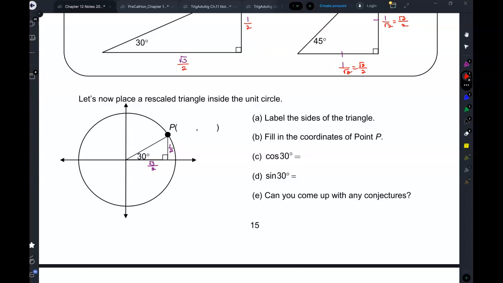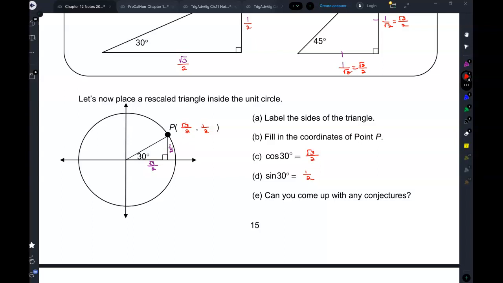Well, I have to go over a space of root 3 over 2 and up a length of half. So what are the coordinates there? Root 3 over 2 and a half. So now, what is the cosine of 30 then? Just root 3 over 2. And what is the sine of 30? 1/2.